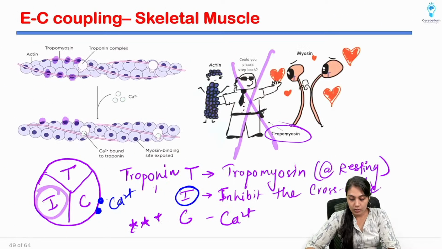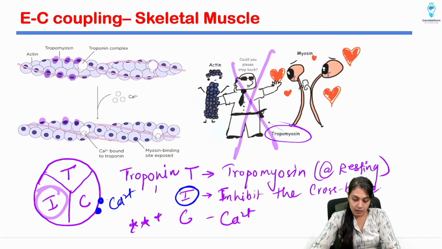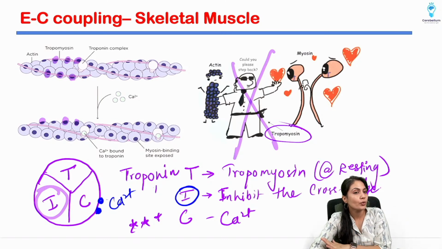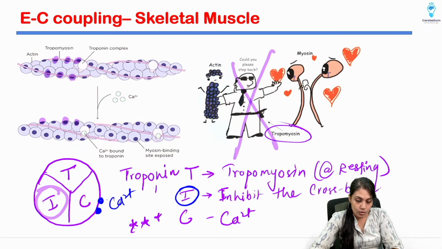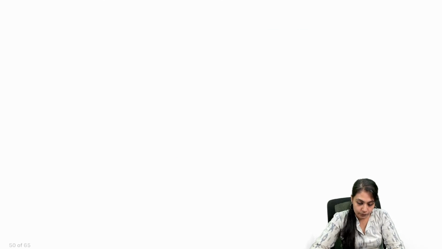Tomorrow we are going to learn about the sarcomere, because we don't have much time, right? Let's complete this contraction, and then tomorrow we are going to learn about the EC coupling in the cardiac muscle, sarcomere, and then we are going to move on to the next thing. Okay, so first of all, I'll just complete the EC coupling today.